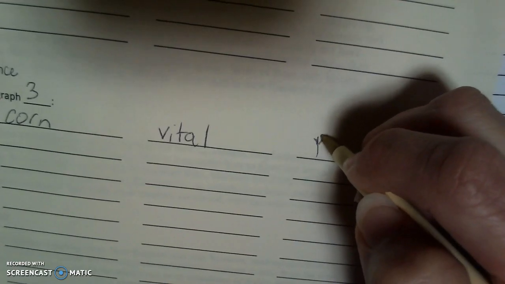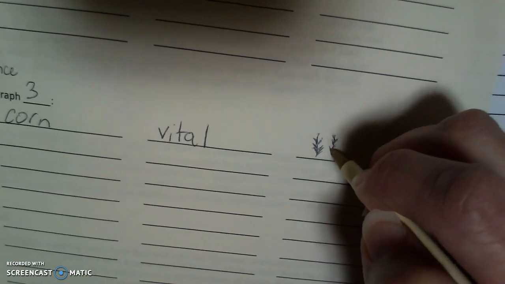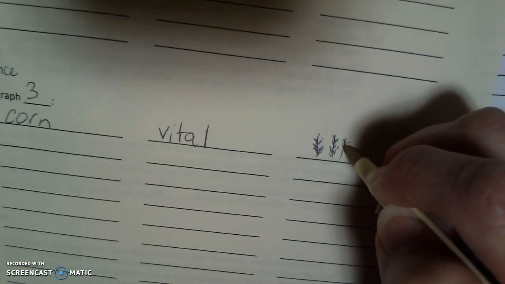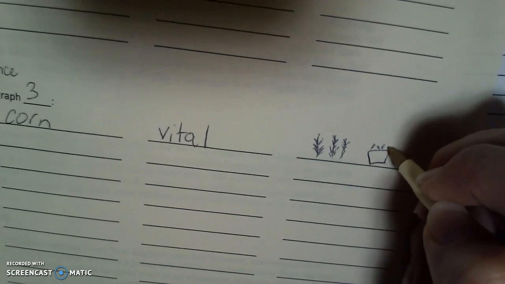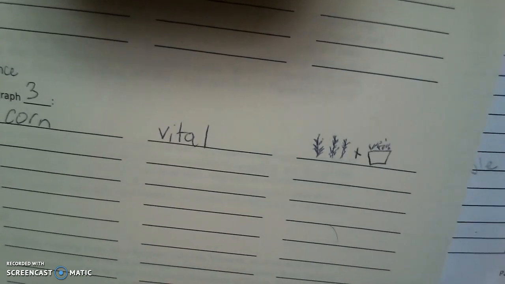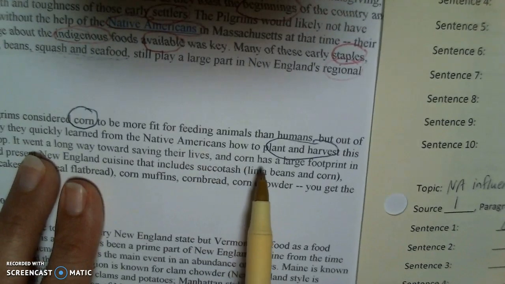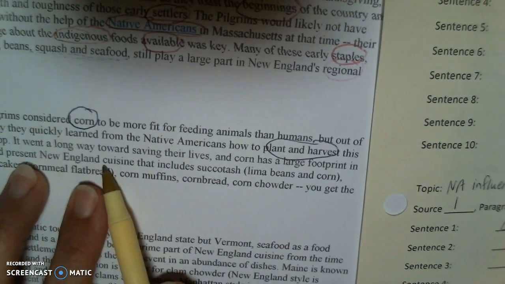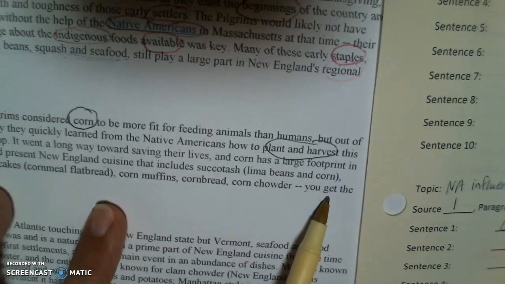vital. Now remember, I get to draw for free. So I'm going to draw my little corn plants. I am not an artist, please don't laugh. And then I'm going to draw a bushel, the bushels of corn, to show that it was the harvest. It went a long way towards saving their lives, and corn has a large footprint in the past and present New England cuisine that includes succotash, Johnny cakes, corn muffins, cornbread, and corn chowder. You get the idea.